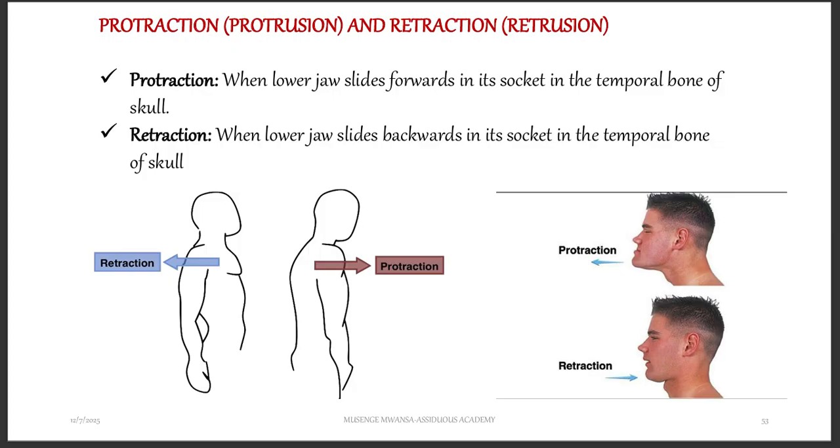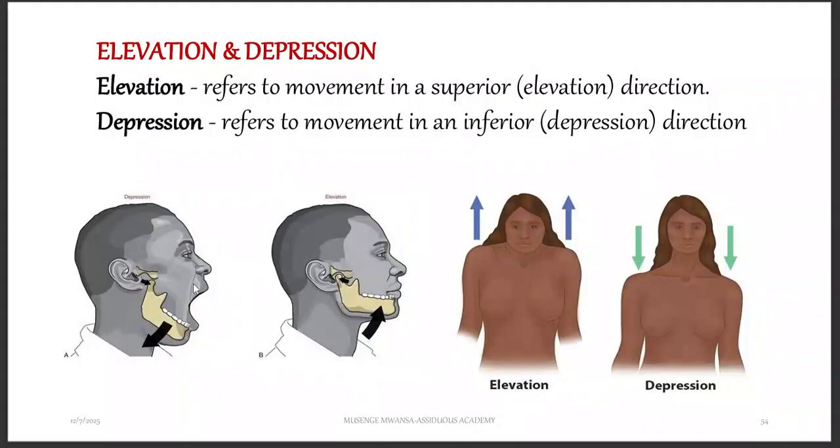All right. So to protrude is to push out, and to retract, or retrusion, is to take back. And then you have elevate and depress. To elevate is to push upwards. For example, you can elevate your shoulders. To depress is to push downwards.